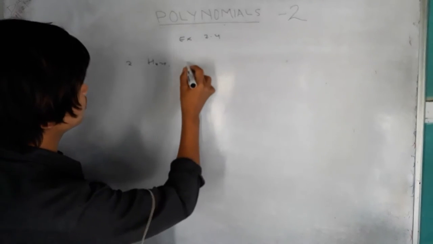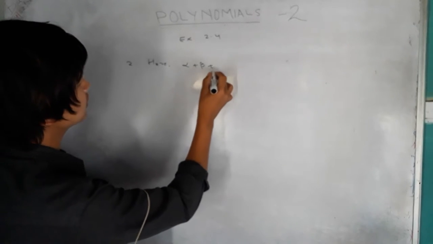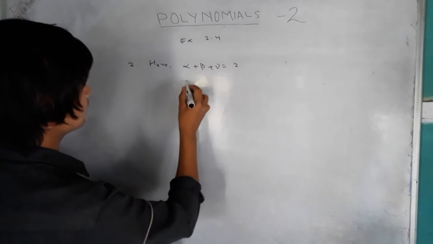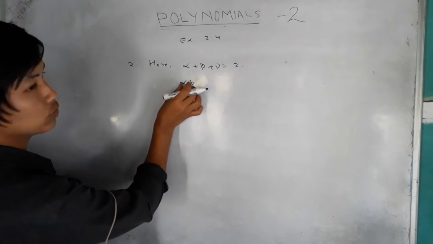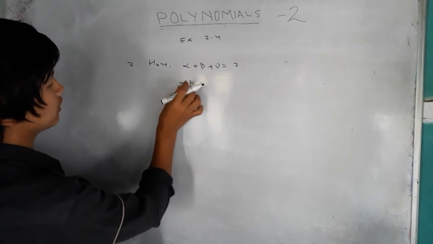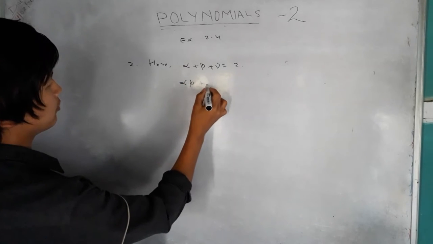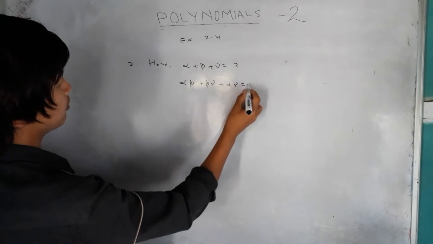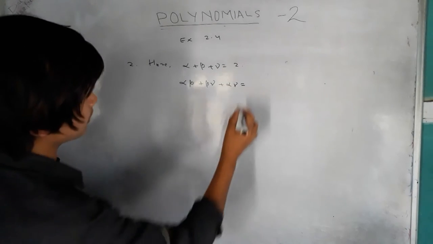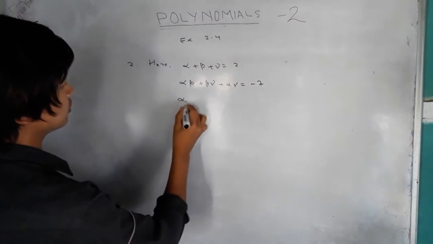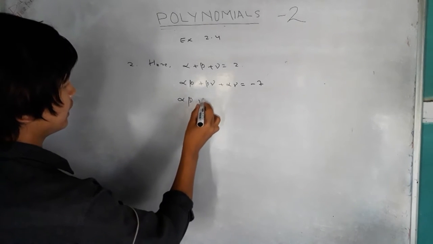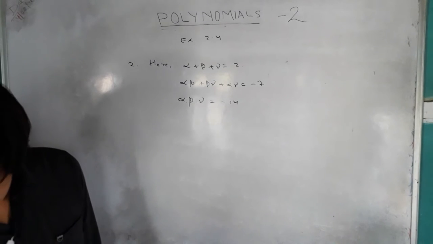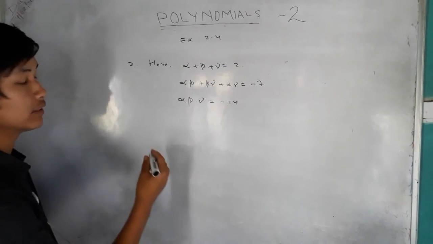First, the sum of zeros, alpha plus beta plus gamma, is given as 2. Second, alpha beta plus beta gamma plus alpha gamma, taken two at a time, is given as minus 7. And the product of zeros, alpha beta gamma, is minus 14 respectively. We need to find the cubic polynomial.